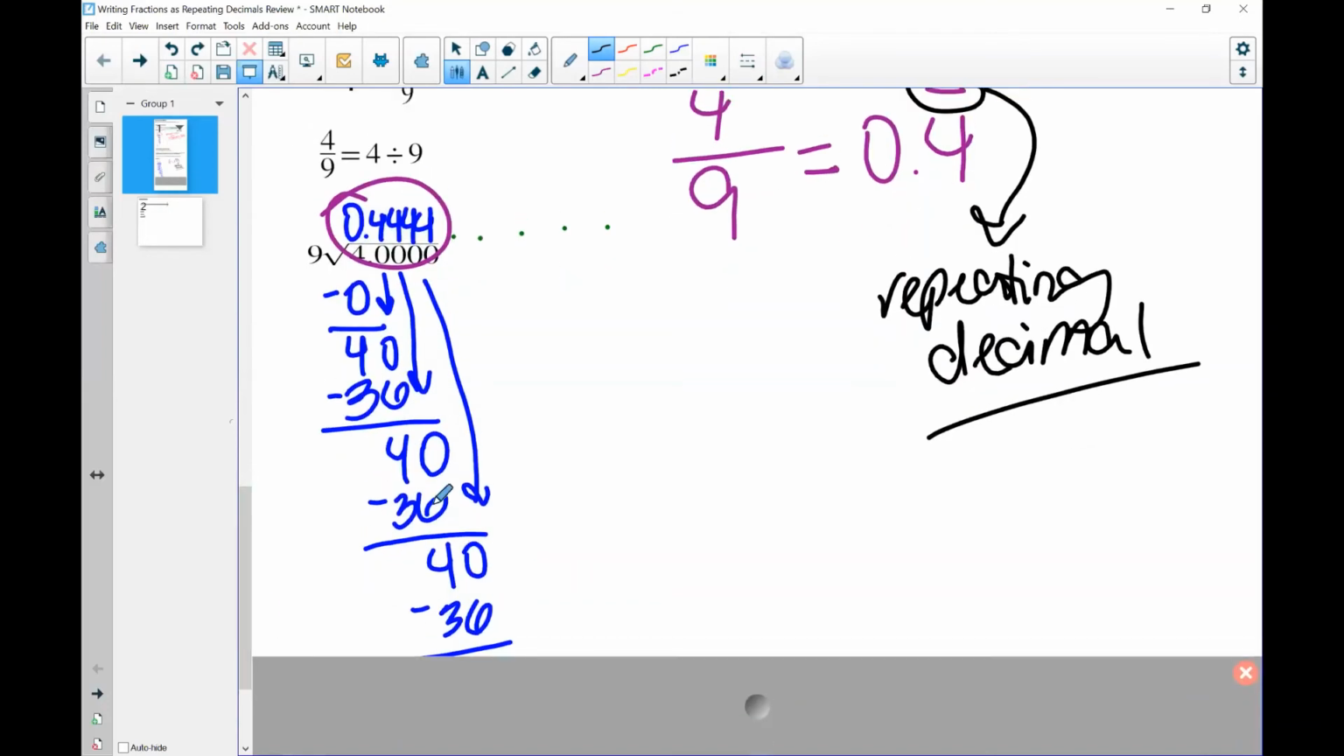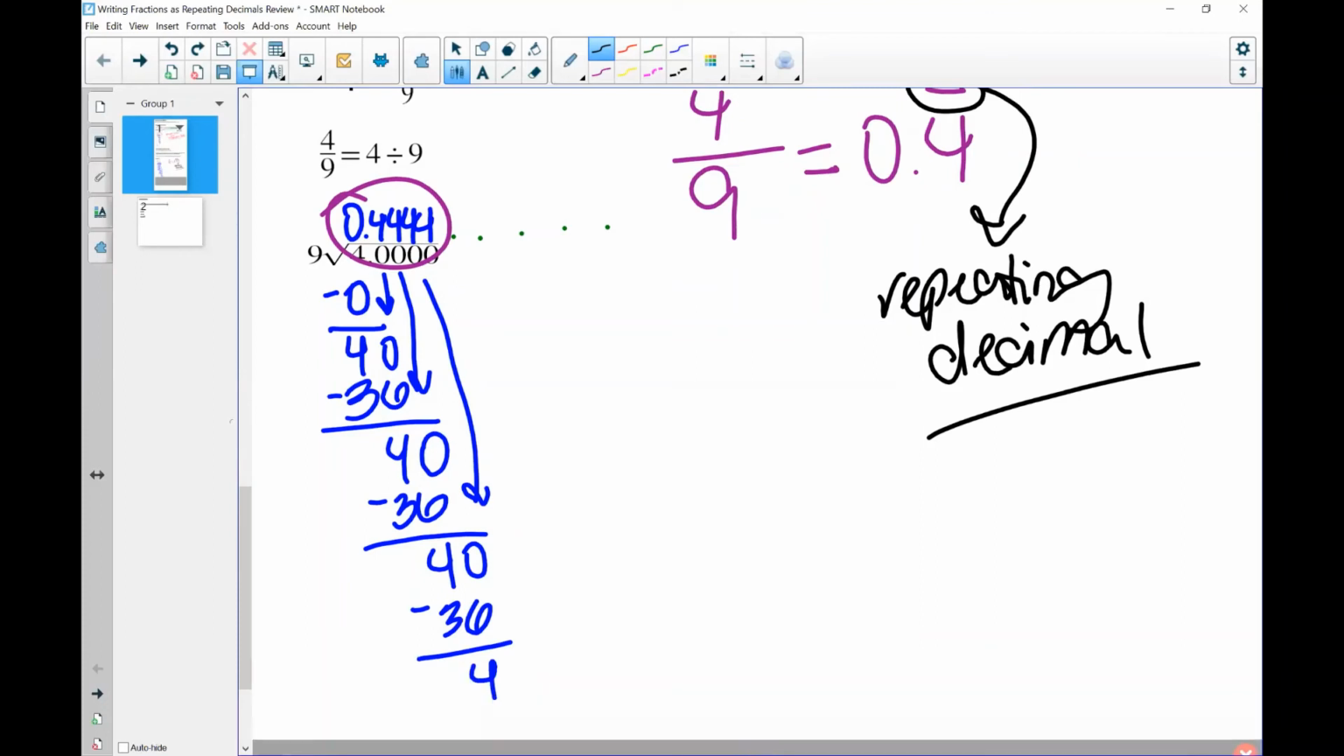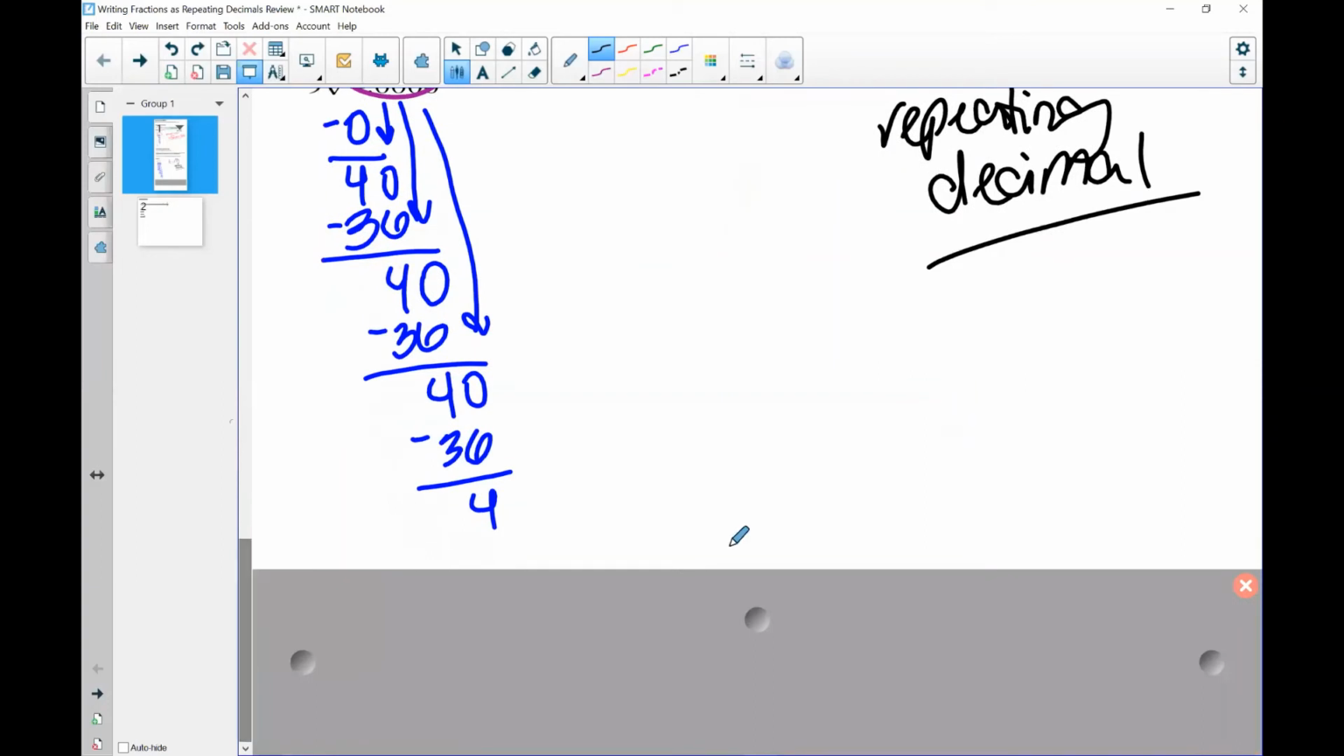And see, it just keeps going on and on and on. So I stop, because it's not going to equal another number. All right. So that's it for this lesson here, you guys.